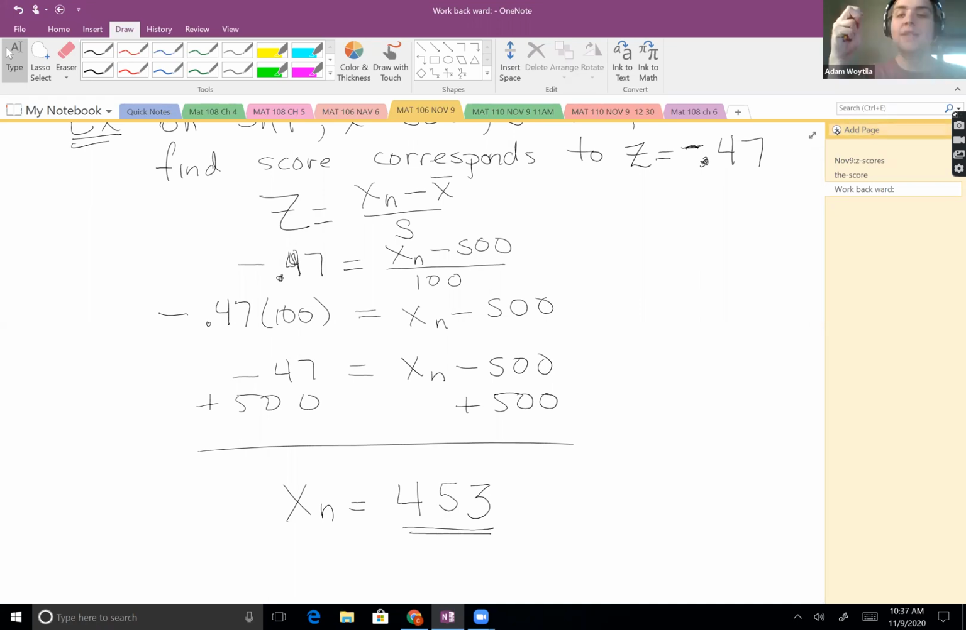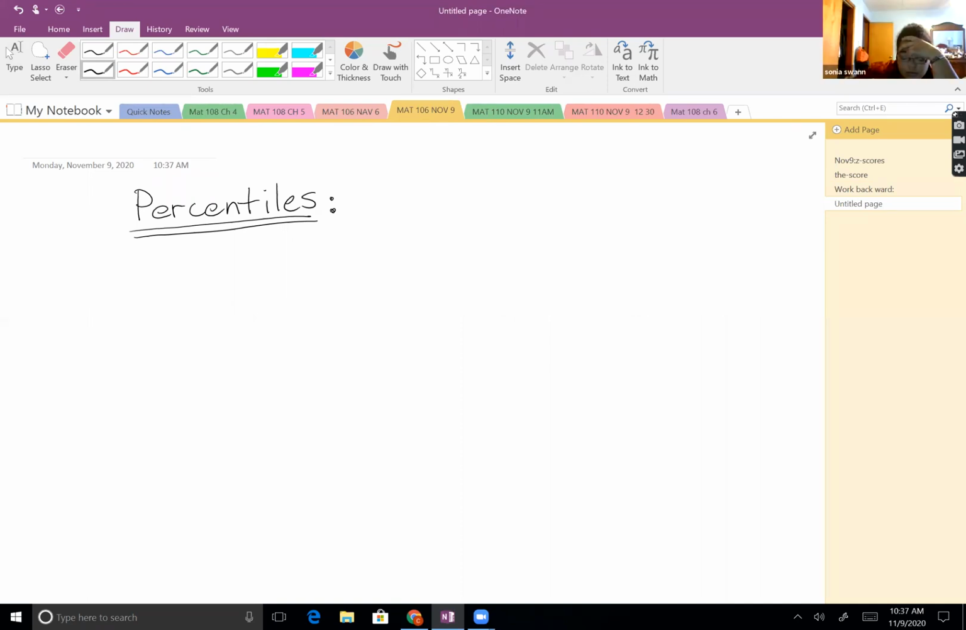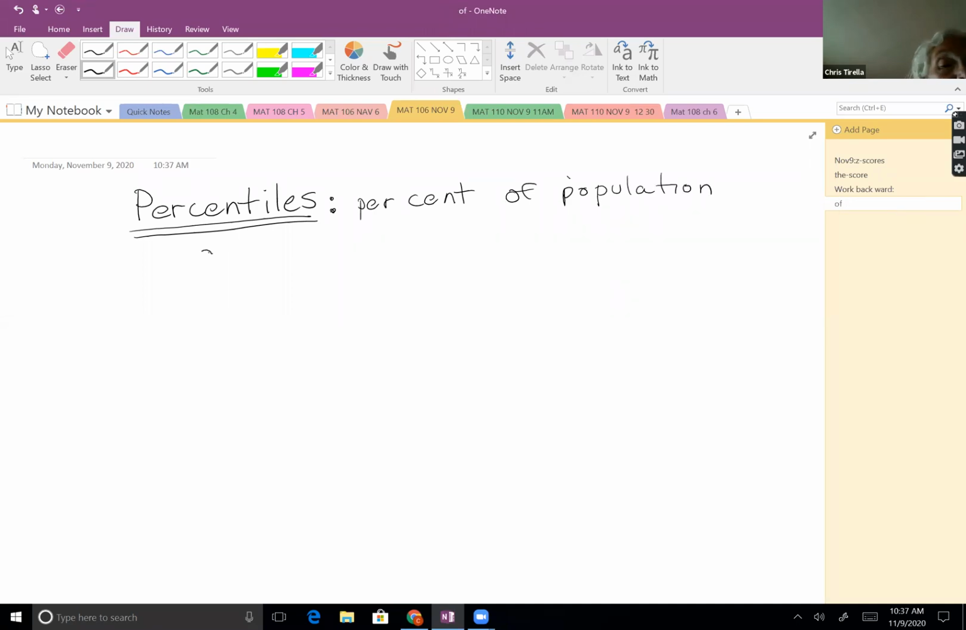But first, let's look at a definition before I start fumbling around with that virtual textbook. So next thing we're going to talk about are percentiles. Has anybody ever heard that word percentile? Yes. Percentile is the percent of data, or actually the percent of the population at or below a given value.